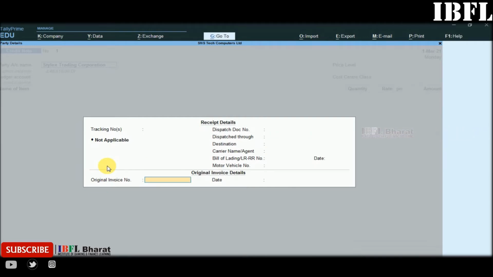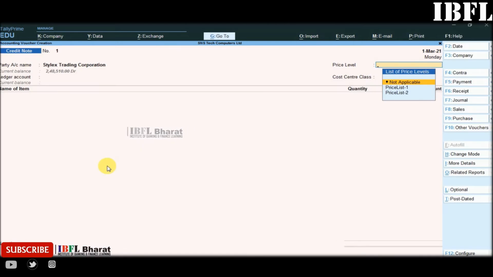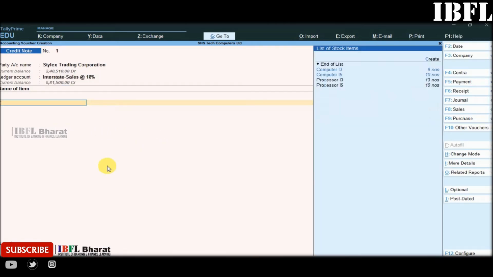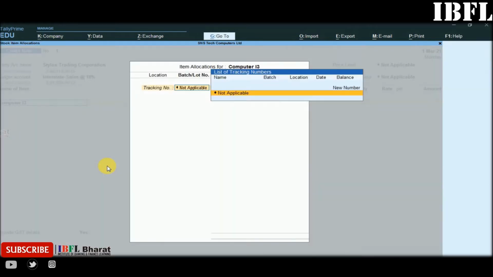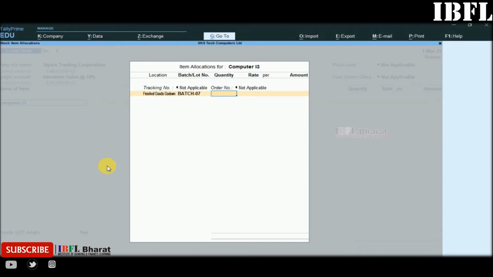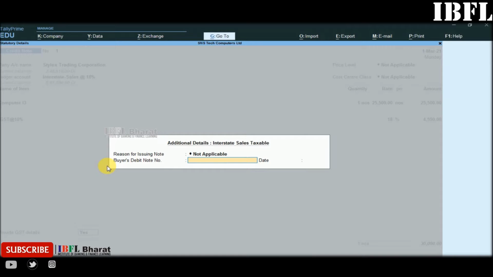We are punching the original invoice number here, STC-01, and taking the date as this, and we are taking all the information as it is. No price level, ledger account is interstate sales, and item is computer i3. Computer i3 is coming in finished godown goods, batch number 07, and quantity we are getting back is 1 at the rate 25,500, and here the tax rate is IGST 18%, which will also get reversed.